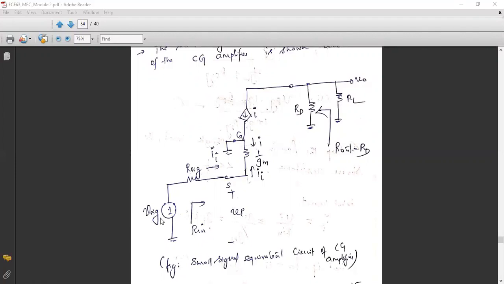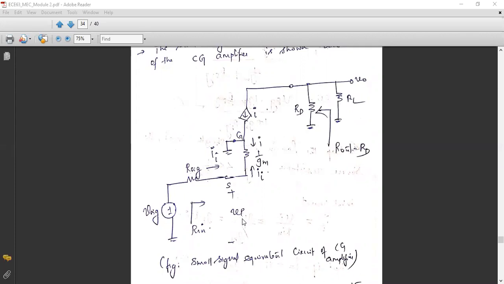Now you must understand the difference between VSIG and VI. VSIG is a signal which is to be amplified and VI is the voltage at the source terminal. That is, after the drop across RSIG, whenever a current is flowing in this particular direction, there will be a voltage drop across RSIG. So that remaining voltage will come across the source, which is represented as VI.